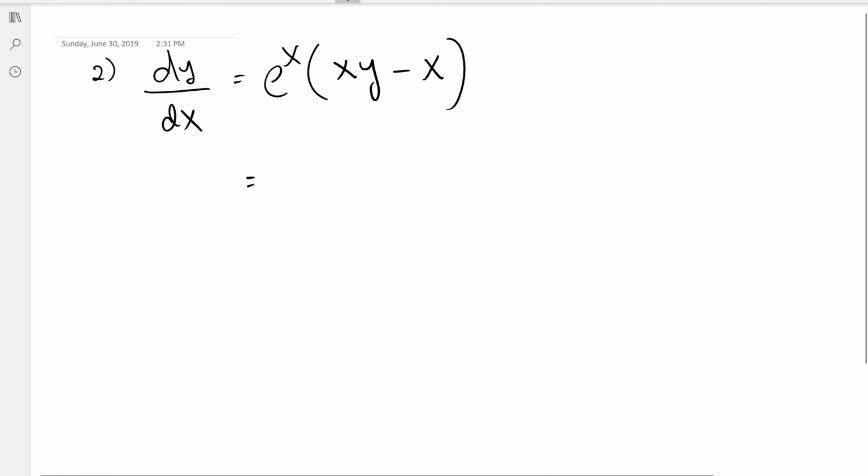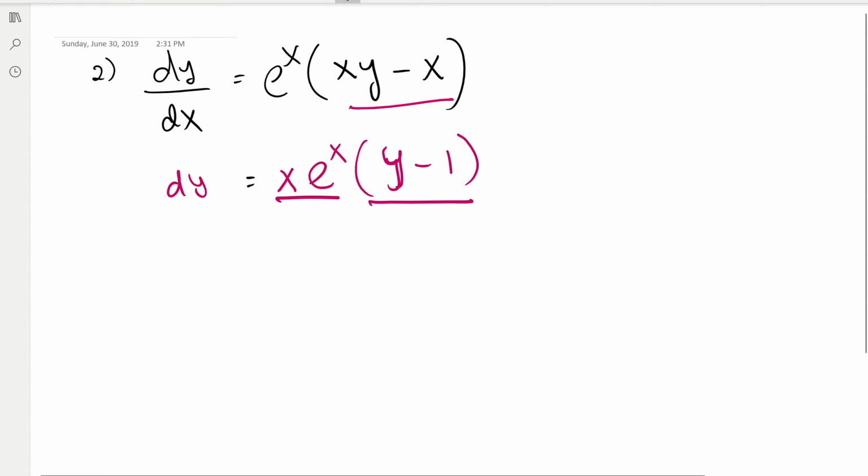Well, let's see. We can factor x out, right? So if we factor x out, it's going to be x e^x times (y minus 1). So it's clearly separable. This is a function of only y and this is a function of only x. They are multiplied together, so it's easy to separate them, right? Perfect. So let's separate. We can take y minus 1 to the left, so it's going to be dy over y minus 1 equals x e^x dx.